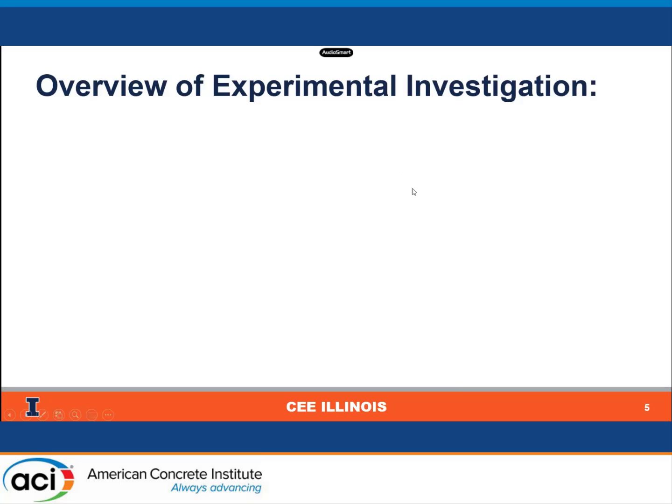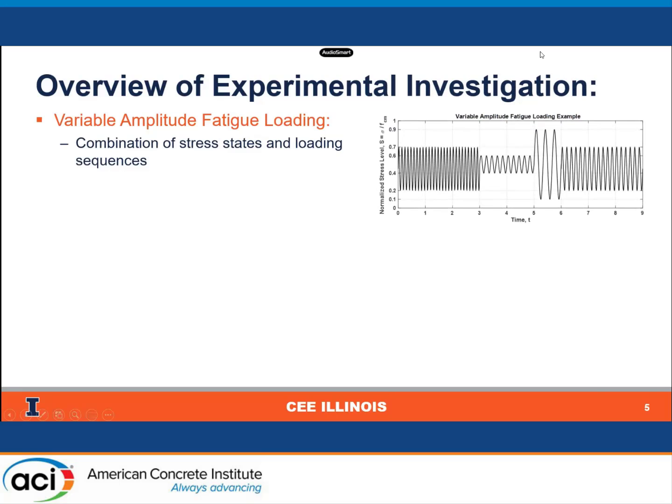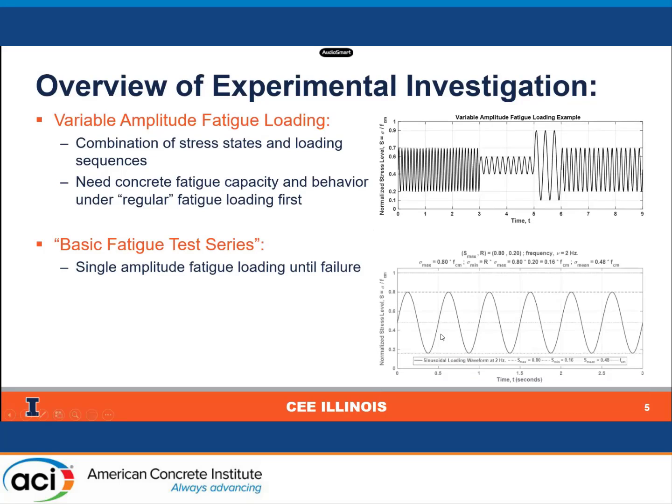So this is an overview of the experimental investigation that was undertaken. As I said, we wish to investigate the effect of variable amplitude loading, such as the one that I showed previously. And in order to do this, we needed to know what would be the failure number of cycles in each of these stress states, NF1, NF2, NF3, NF4, etc. So to do that, before we did any variable amplitude fatigue loading, we had to do the regular fatigue loading test first. We call it the basic fatigue test series, which is essentially a single amplitude fatigue loading until failure, such as what is shown here.